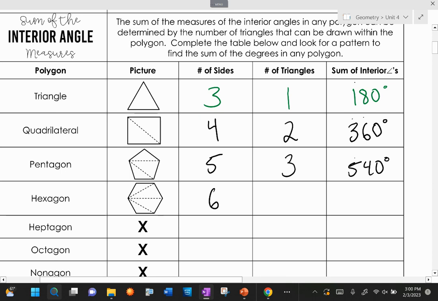Hexagon. 6 sides. How many triangles? 4. What's the degree? 720. If you were a gymnast, snowboarder, or figure skater, what is a 720? Oh, it's double 360. Yeah, it's two turns. 2 rotations is what you want to think of. So if it's this way, it's 2 flips. If it's this way, it's 2 spins. Okay, cool. Good talk.